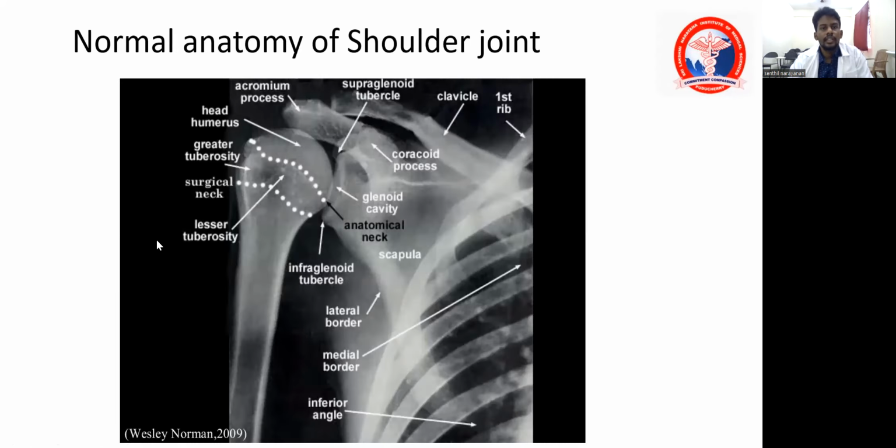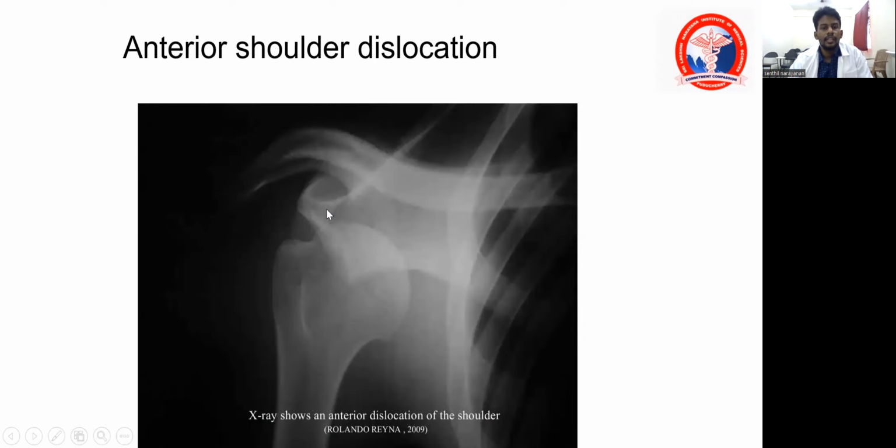So in the previous X-ray, we can see that the glenohumeral articulation is well maintained. This is the X-ray of anterior shoulder dislocation. Here we can see that the humerus is dislocated anteriorly and it is lying in the infraglenoid position. So this is an anteroinferior shoulder dislocation.